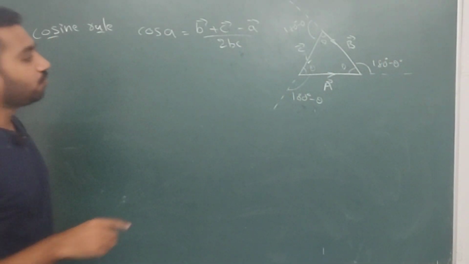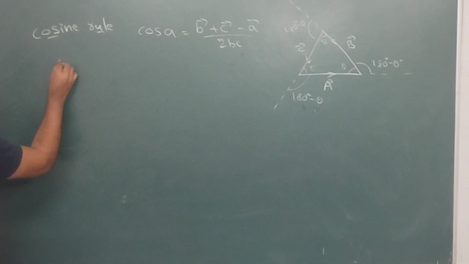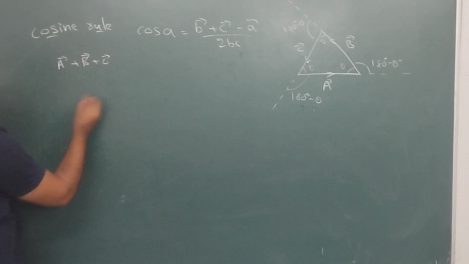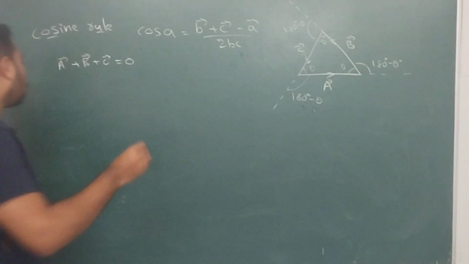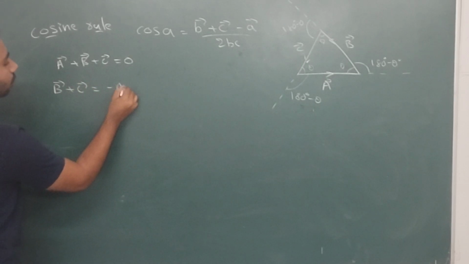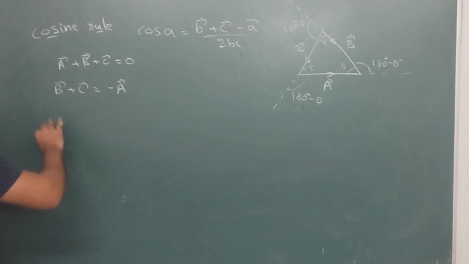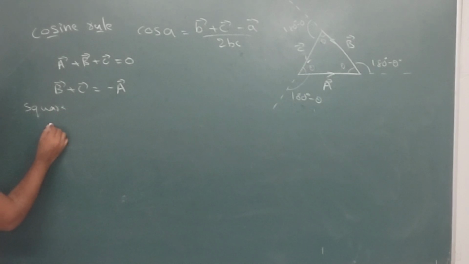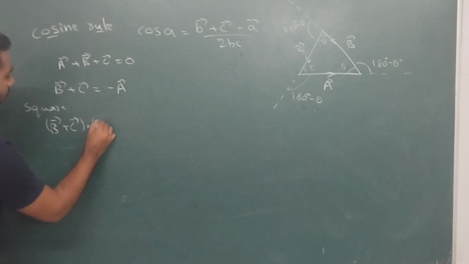Now it is clear. If you see, it's creating a loop. So you can write vector A plus vector B plus vector C is equal to 0. Yes, we can write this, because it is creating a loop, so it becomes 0. I can just shift it from this side to this side. Now square on both sides. It will become like this.